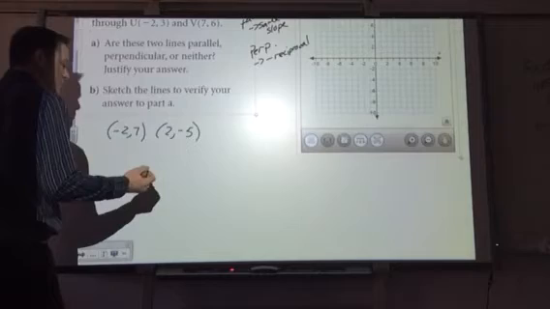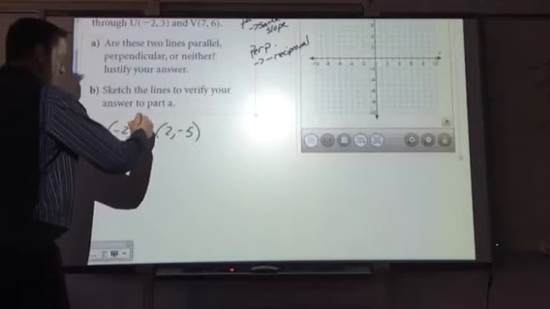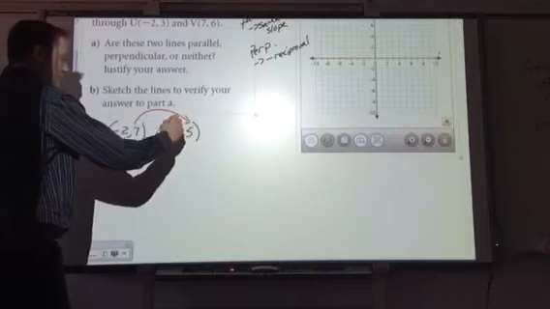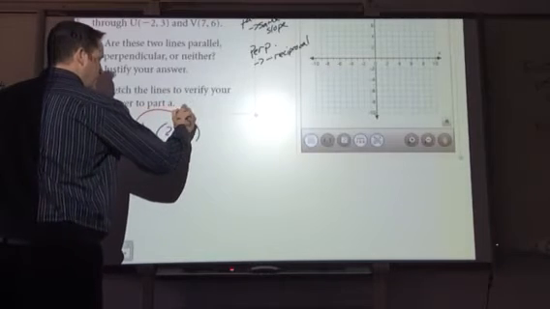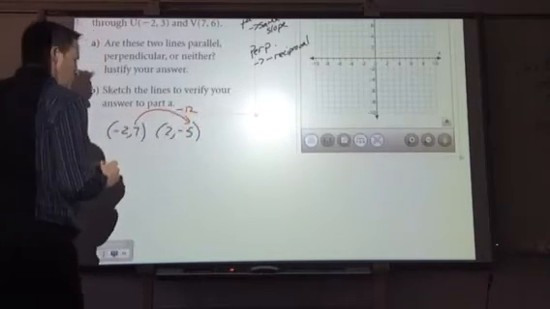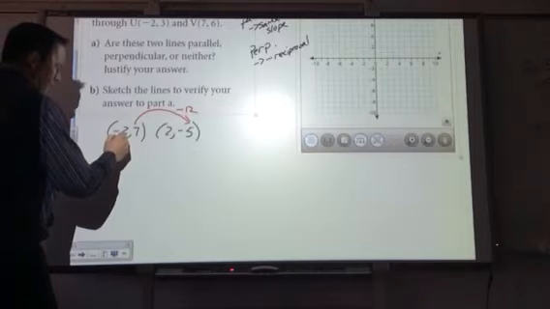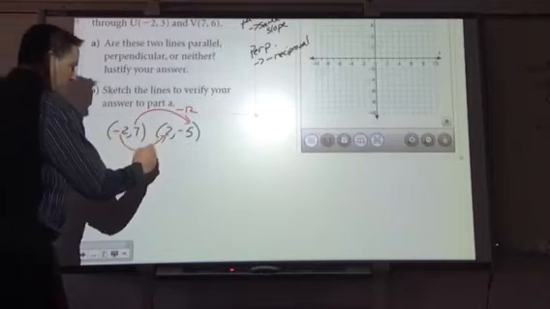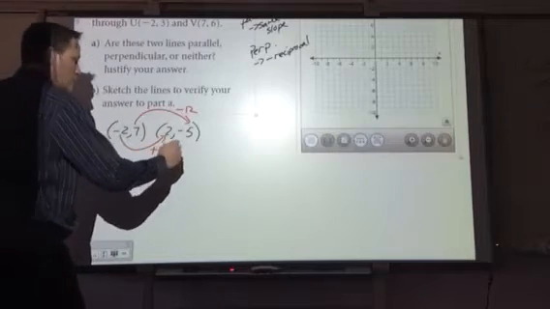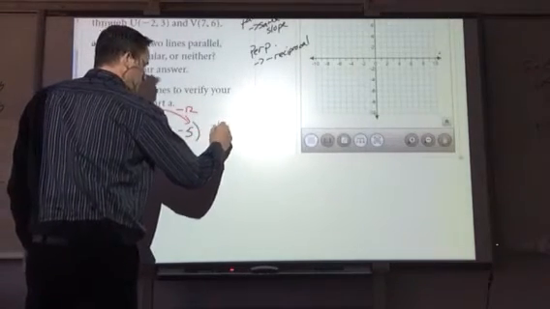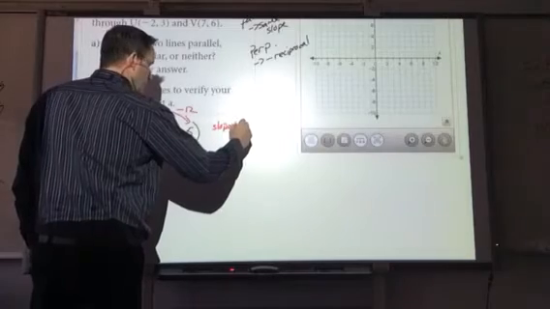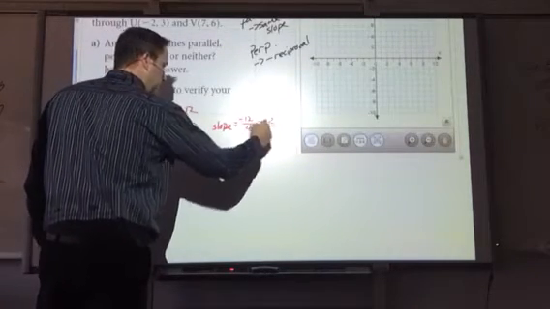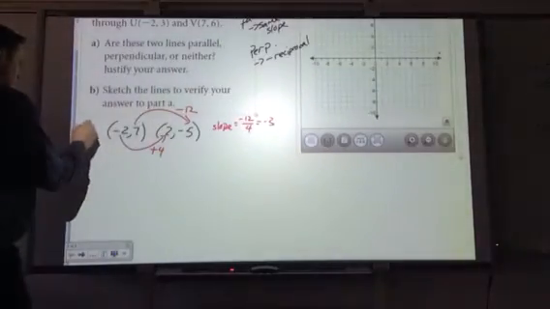Now, remember slope is rise over run, so it's change in Y. So we're going from 7 to -5. So that's a difference of -12. And we're going from -2 to +2, so that's +4. So my slope equals -12 over 4, which equals -3. That was for ST.